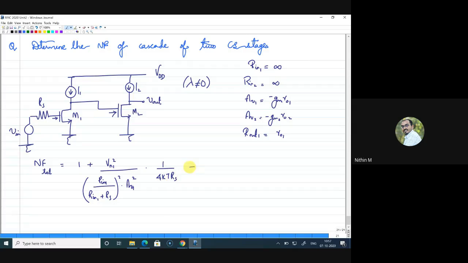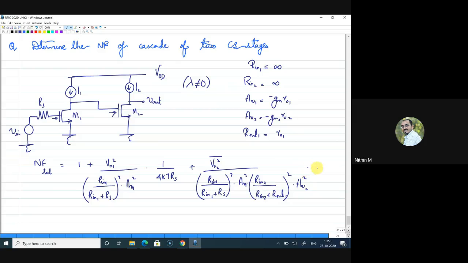This is for the first stage, and for the second stage I can write it as Vn2 square divided by Rin1 divided by Rin1 plus Rs the whole square, into Av1 square, into Rin2 divided by Rin2 plus Rout1 the whole square, into Av2 square, into 1 by 4KTRs.